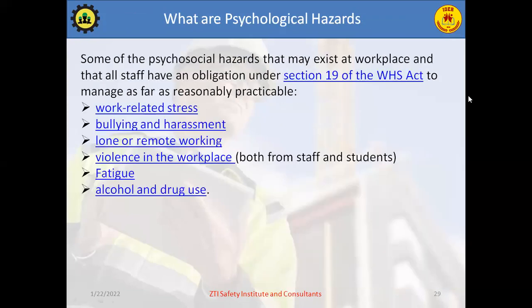Some of the psychological hazards that may exist at the workplace, which all staff have an obligation under Section 19 of the WHS Act to manage as far as is practical, are work-related stress, bullying and harassment, lone or remote working, violence in the workplace, both from staff and students, fatigue, and alcohol and drug use. So these are a few of the types of psychological hazards which are present, or which might be present, at any workplace.